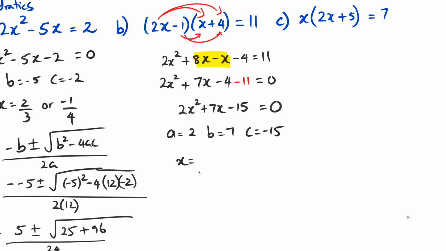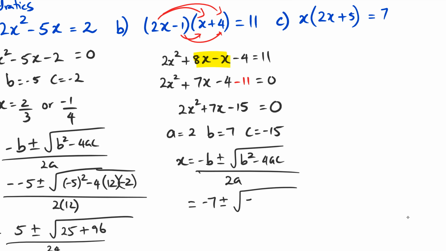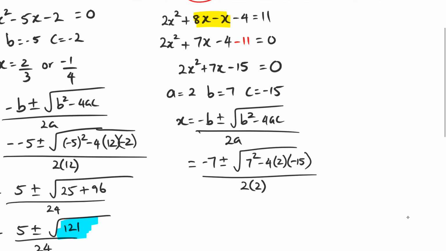So you've got x equals minus b plus or minus the square root of b squared minus 4ac. And the whole thing is over 2a. So I've got minus 7 plus or minus the square root of 7 squared minus 4 times 2 times negative 15. And all of that is divided by 2 times 2. Now I'm going to show you guys how to do this entire thing in one line, just to save time.